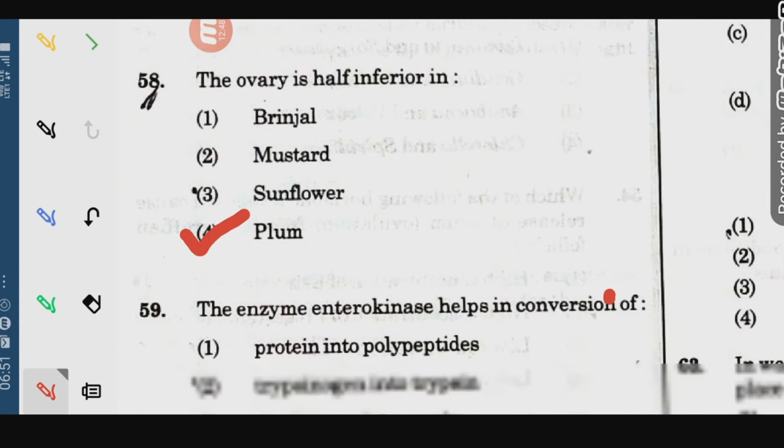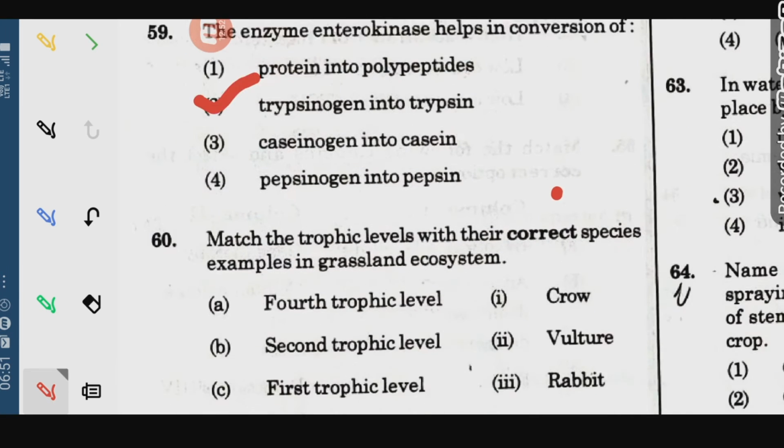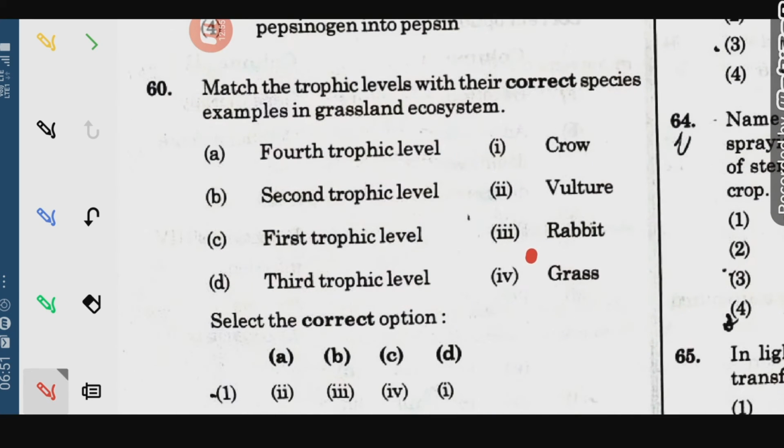Matching the trophic levels. Okay, what should be the correct trophic level? See, the first trophic level is always grass, so C must be matched with 4th point. Okay, the first option is correct. This year matchings are pretty easy. Lots of matchings are given.